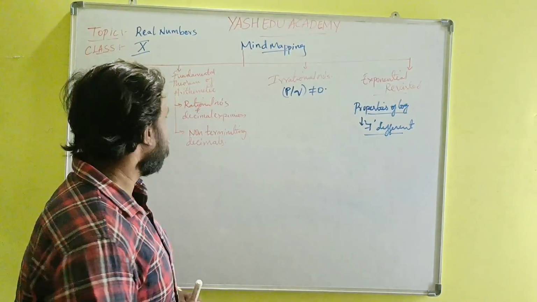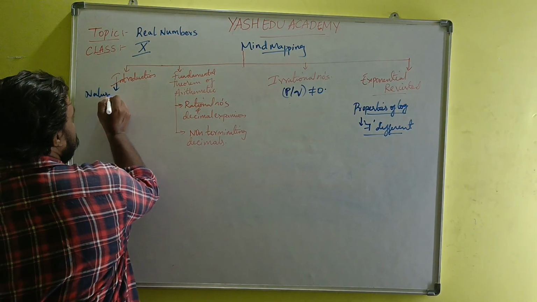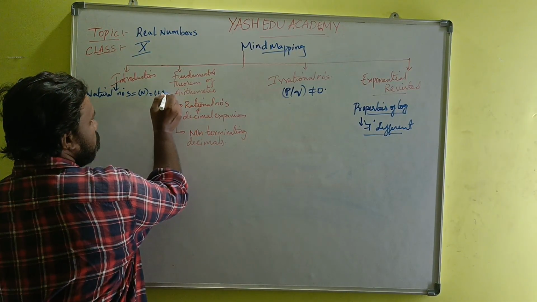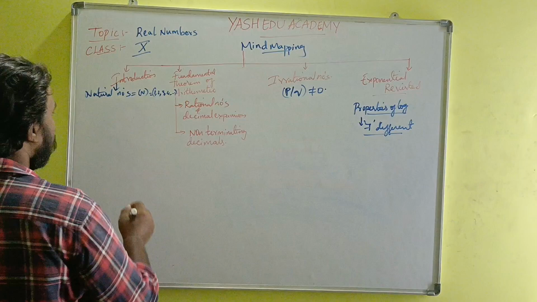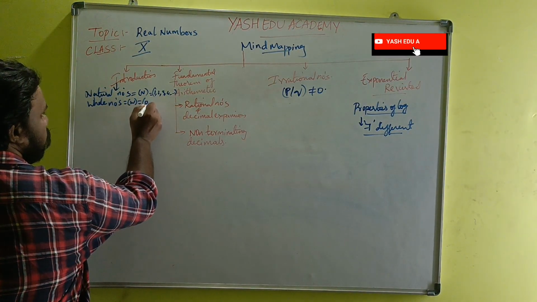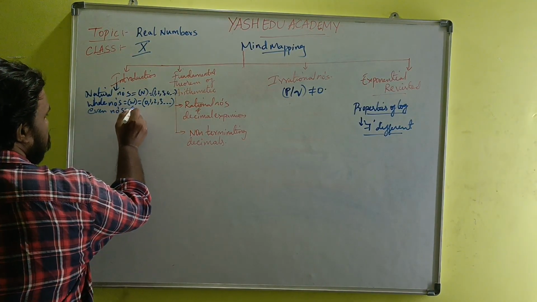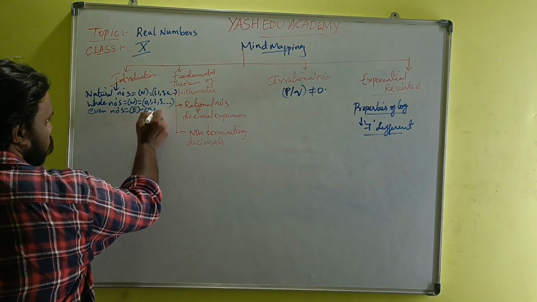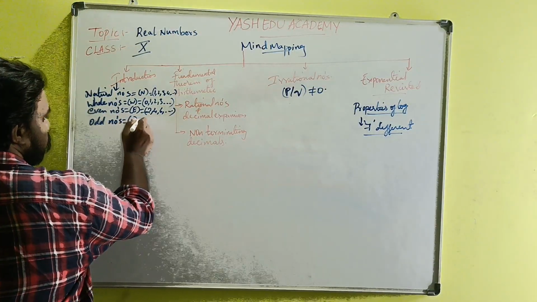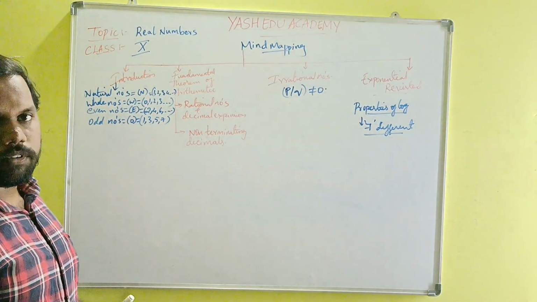Now let us see. In the introduction, we will have natural numbers, denoted with N, which are 1, 2, 3, 4 and so on. After this, whole numbers, denoted with W, which are 0, 1, 2, 3 and so on. After this, even numbers, denoted with E: 2, 4, 6 and so on. After this, odd numbers, denoted with O: 1, 3, 5 and 7. So these are the introduction of real numbers.